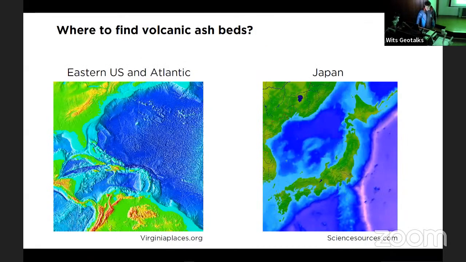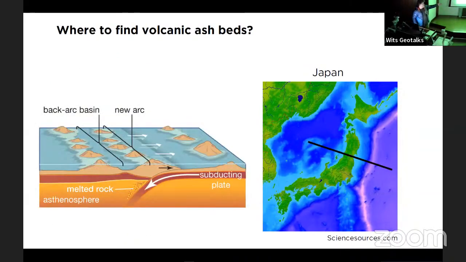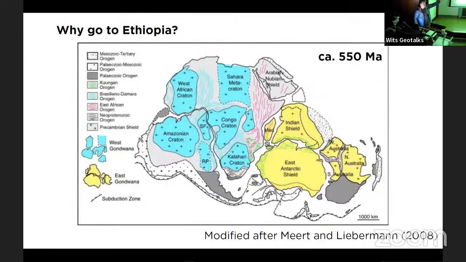I'll briefly go over this, right? There are a lot of sedimentary basins like what you might find on the East Coast of the US, where it's a passive margin and there's a great sedimentological record of climate changes that have occurred there over the last 180 million years, but there are no volcanic rocks, right? There's nothing to date. But if you go somewhere like Japan, into a back-arc basin, you're right next to an active subduction zone, and there are volcanoes erupting on a somewhat regular basis, so there's real potential to find something to date. So we went to basically the equivalent of Japan, but in this case, it's in northern Ethiopia.